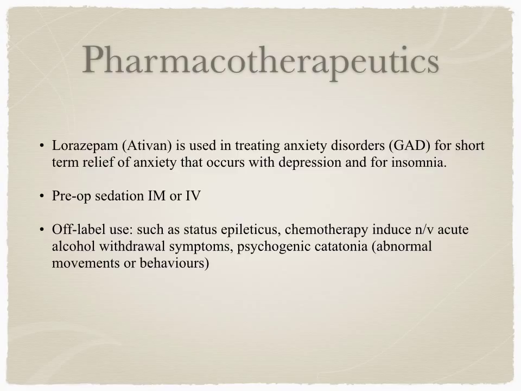So it can be given intramuscularly or intravenously. This drug has many off-label uses such as status epilepticus, chemotherapy-induced nausea or vomiting, acute alcohol withdrawal symptoms, and psychogenic catatonia, which is the abnormal movements or behaviors of a person. And this often occurs with patients who may be drug-induced, or also patients who are mentally ill who are taking certain medications that cause this type of reaction.